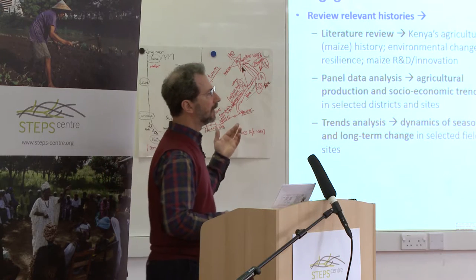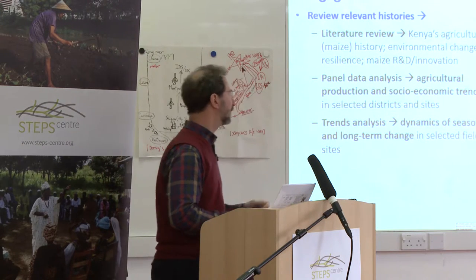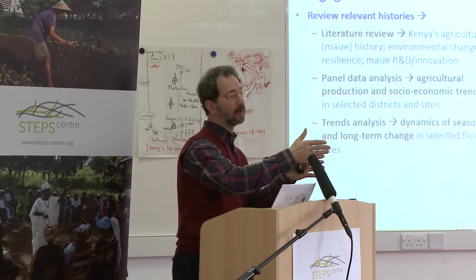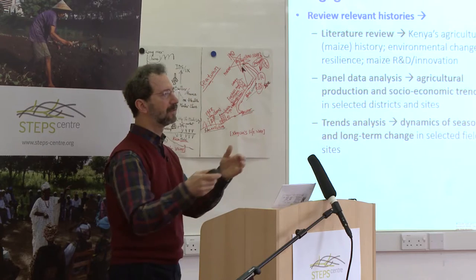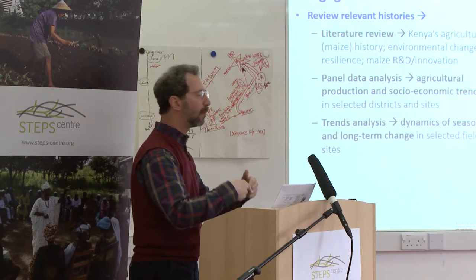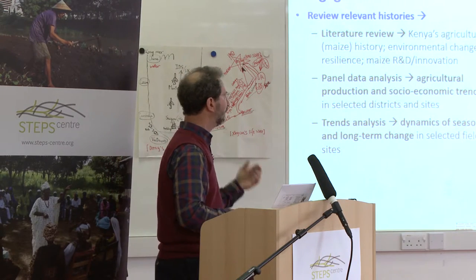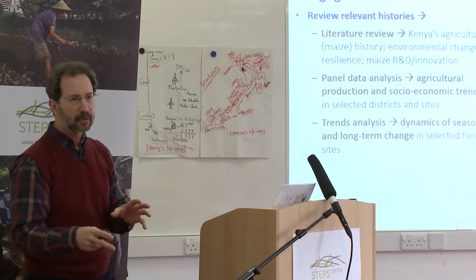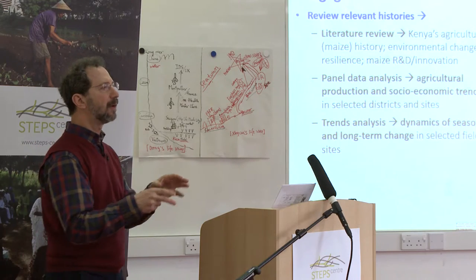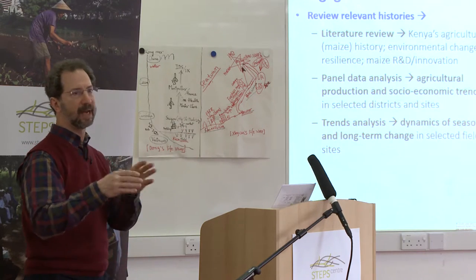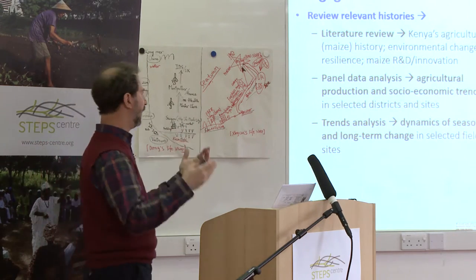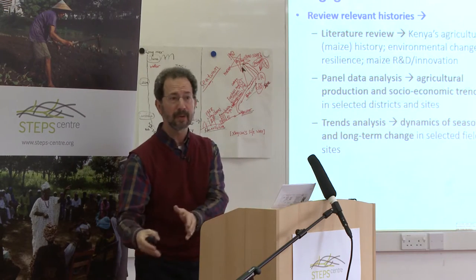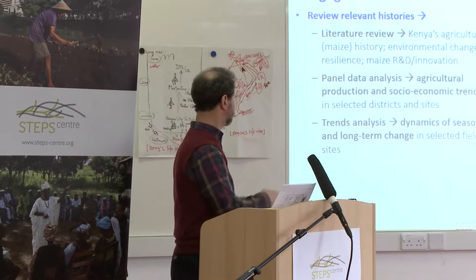We drew on quite a robust panel data set that already had existed that gave us a sense of change over the better part of 20 years in a number of different contexts to inform our analysis further, and that gave us very good insights on agricultural production, on socioeconomic trends at the household level, and we could disaggregate that by different types of households and by different types of production systems from those lower to the higher potential areas.